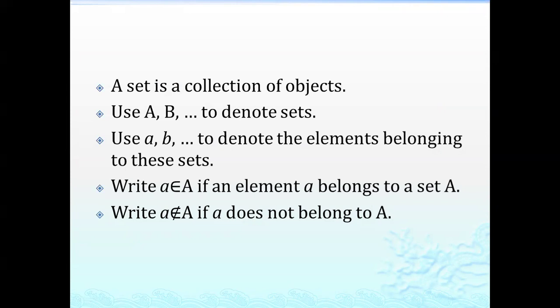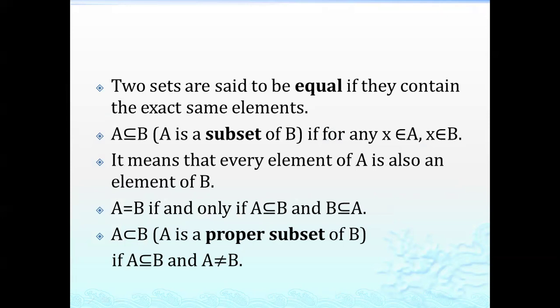We use capital A, B, C, D, etc. to denote sets, and we use lowercase a, b, c to denote the elements belonging to these sets. We use this symbol, a ∈ A, if an element a belongs to set A. And we use this symbol to indicate a does not belong to set A. Two sets are said to be equal if they contain the exact same elements.